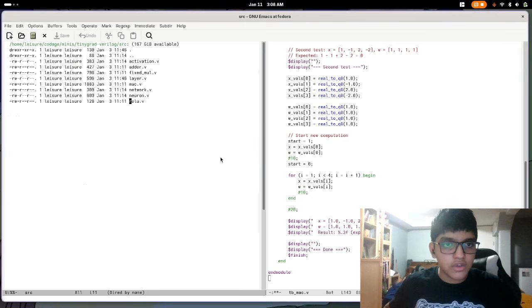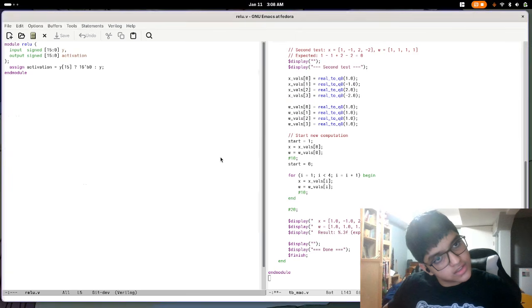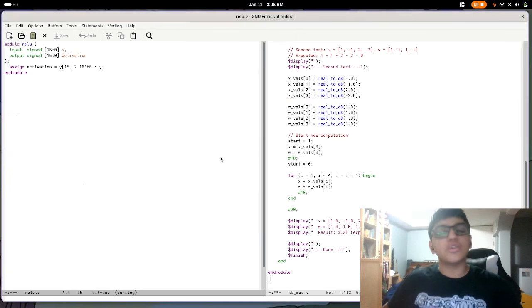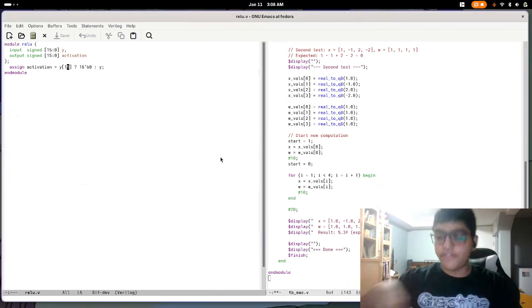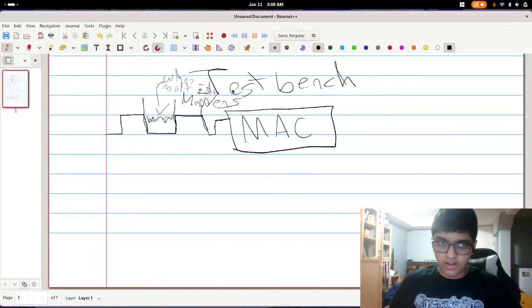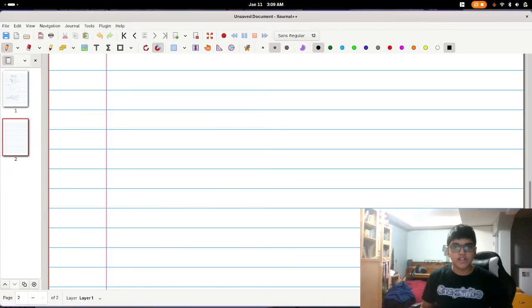From there, we also have our ReLU. What our ReLU does is basically, if you don't know, the expanded form of ReLU is rectified linear unit.